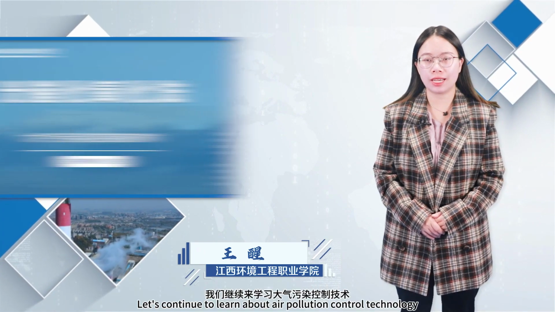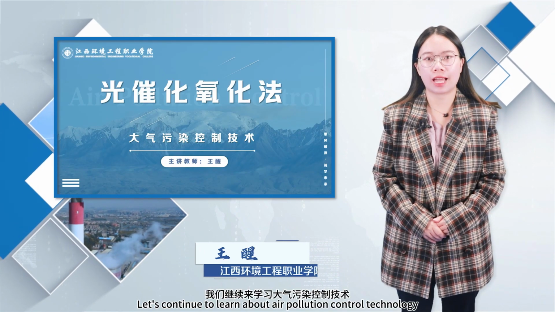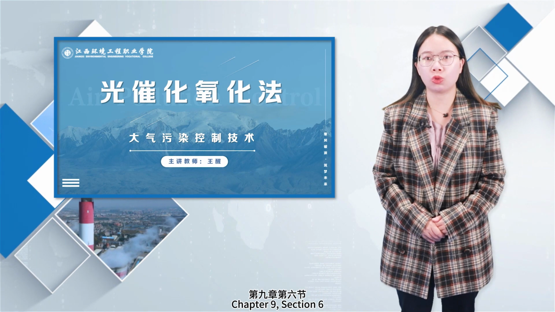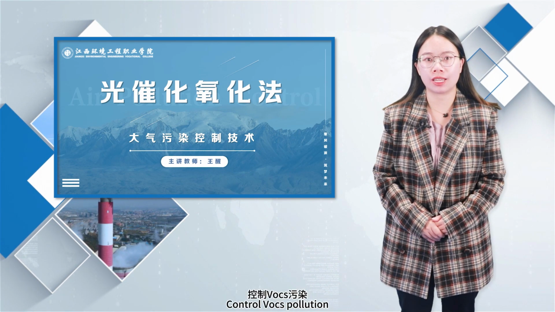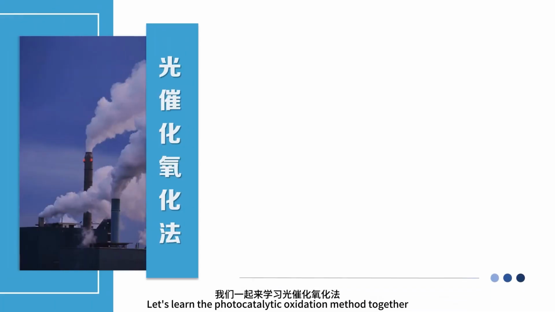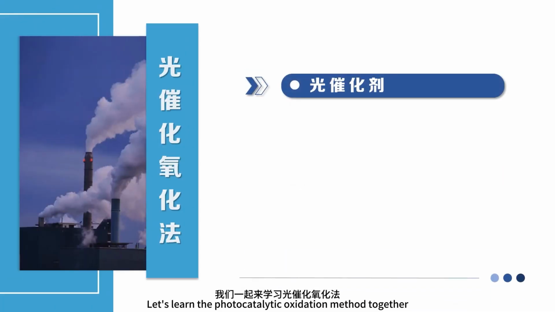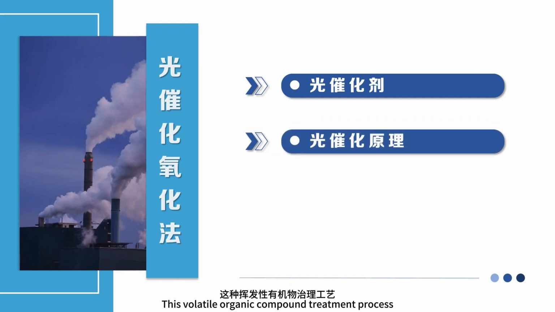Today, let's continue to learn about air pollution control technology. Chapter 9, Section 6, Photocatalytic Oxidation Method, Control of VOC Pollution. In this class, let's learn the photocatalytic oxidation method together, a volatile organic compound treatment process.